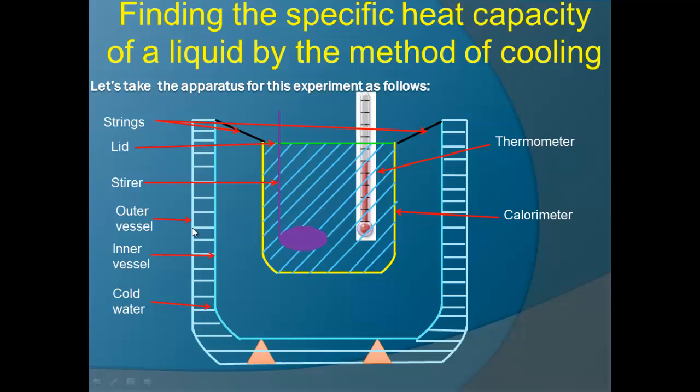You have two vessels, the outer vessel and the inner vessel, and these two vessels are supported by two heat insulators and filled with water. I'll explain the reason why I took such a setup. And we have a calorimeter here with a stirrer and water. It is at some temperature, and we hang it with strings.